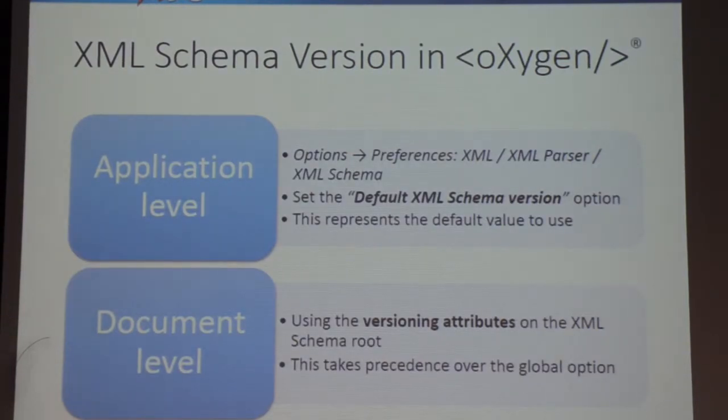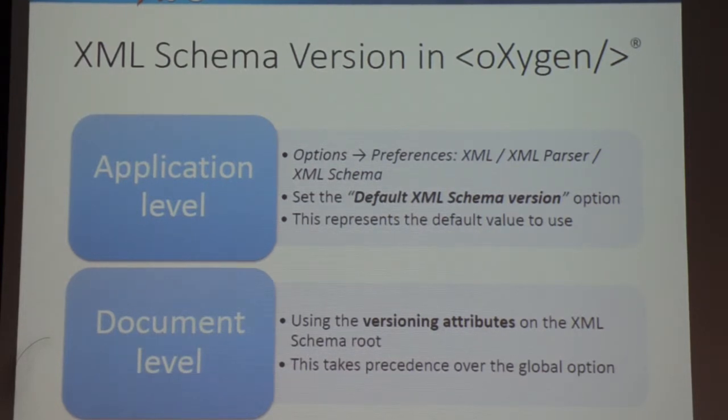In oXygen, you can specify the XML schema version in two ways. One is at the application level. You can use the default XML schema version option in the application preferences. This is the default value that the application will use when your document doesn't specify a version. And the second one is at the document level, using the versioning attributes mentioned earlier.